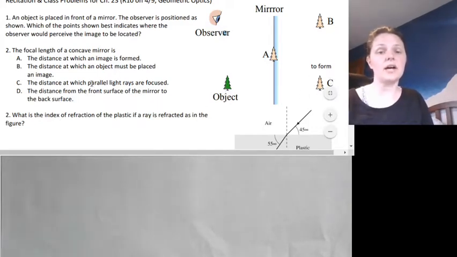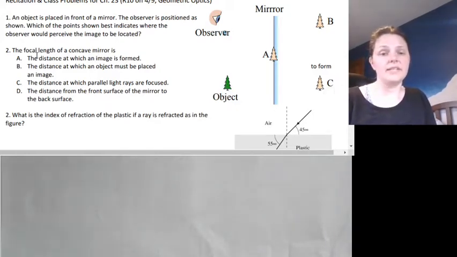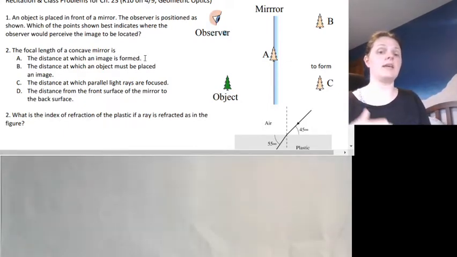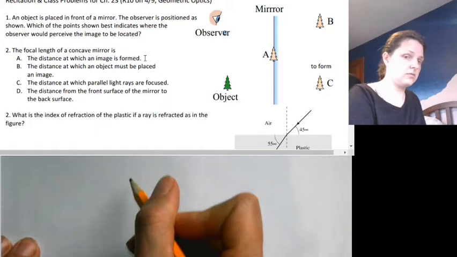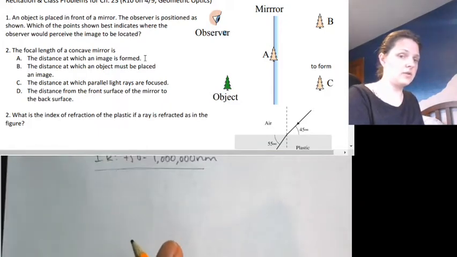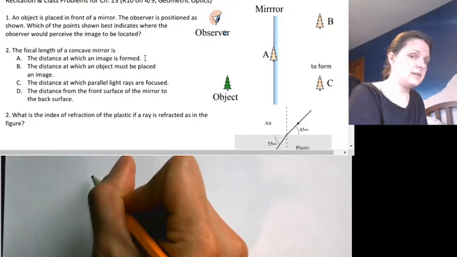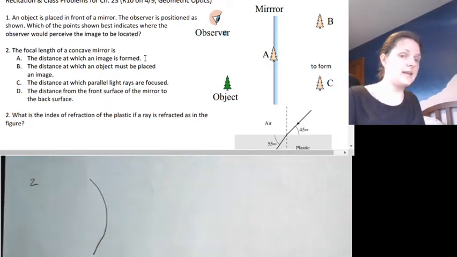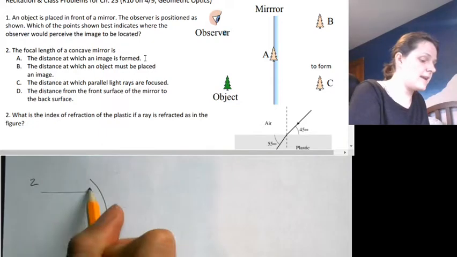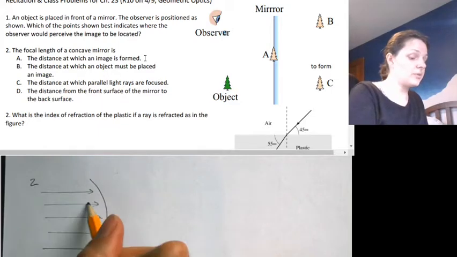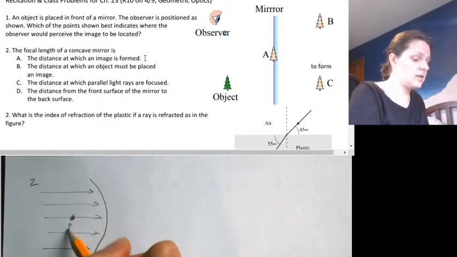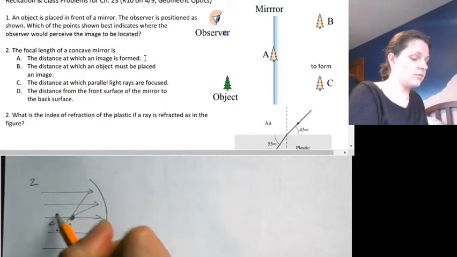The focal length of a concave mirror is what? The distance at which an image is formed, that's not true, so A is incorrect. We have a concave mirror, so let's get a drawing of what a concave mirror looks like. A concave mirror looks like this, and rays that enter my concave mirror, if they enter parallel, will all bend such that they exit through the focal point of this mirror.